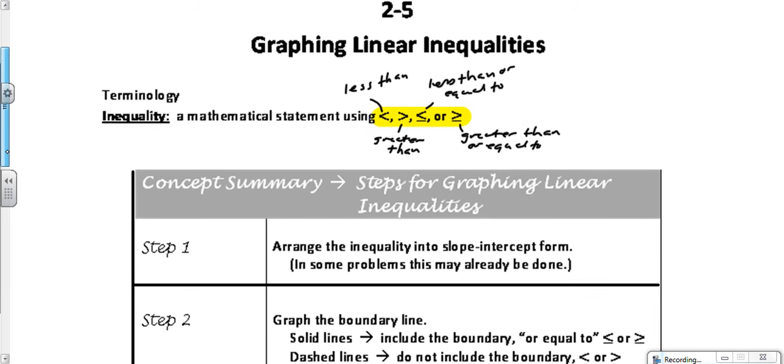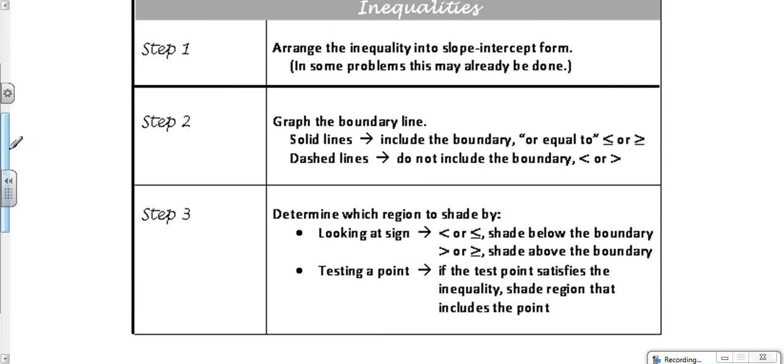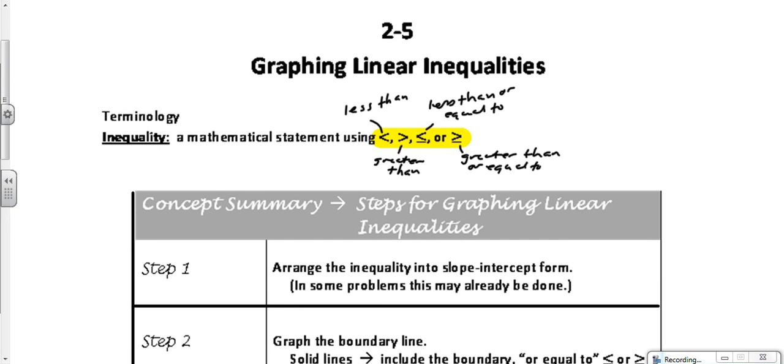Alright, so how are these different? The inequality is going to cause us to do a couple of new things. And I should also put up here, let's do that right now. If it's less than or greater than, then the lines will be dotted. If it's less than or equal to, or greater than or equal to, the lines will be solid.